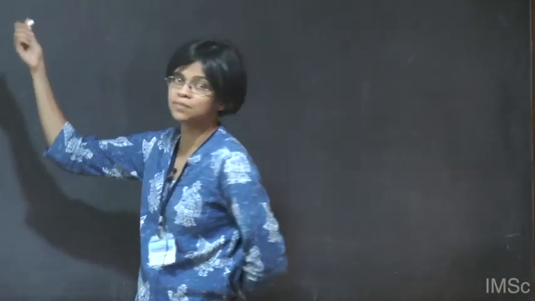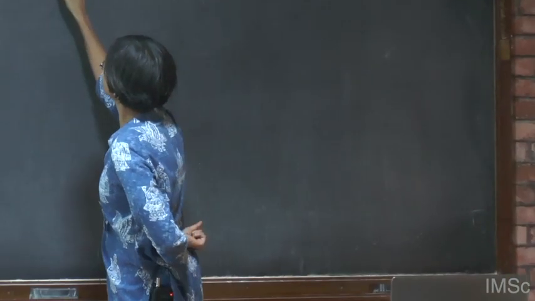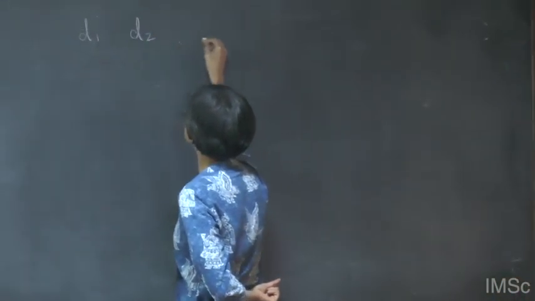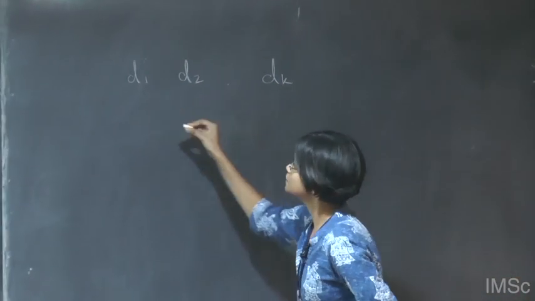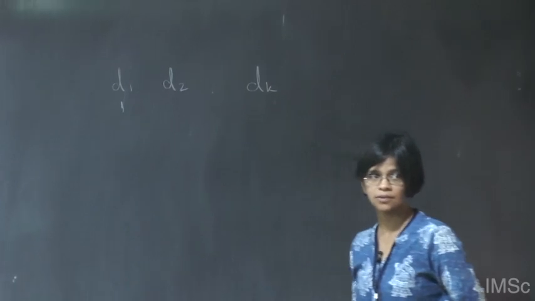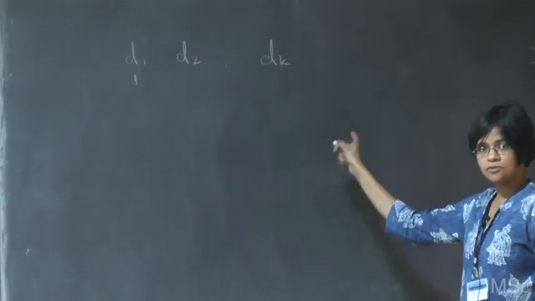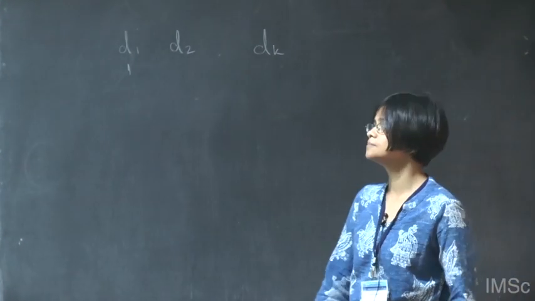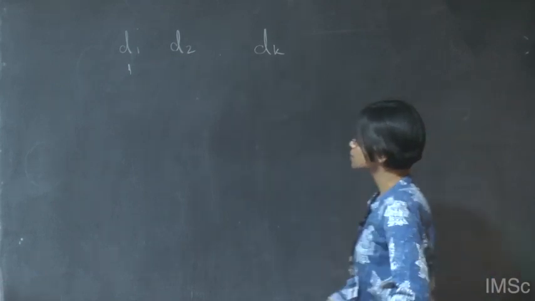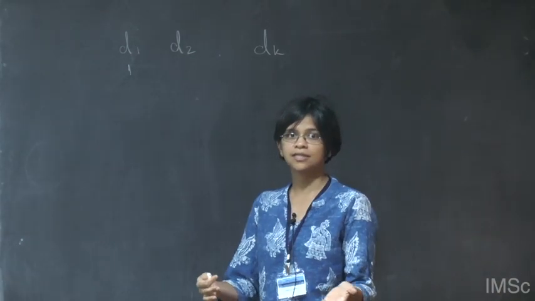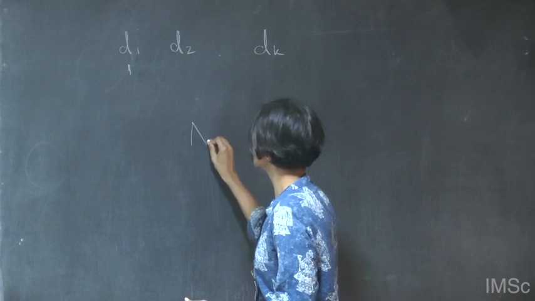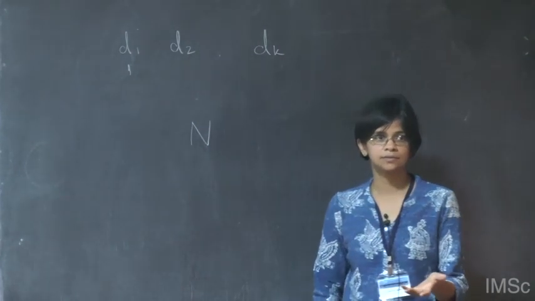So you have some denominations d1, d2 up to dk. And d1 has to be 1. The rest you can choose as you want. So let's say you have to return change, rupees n.